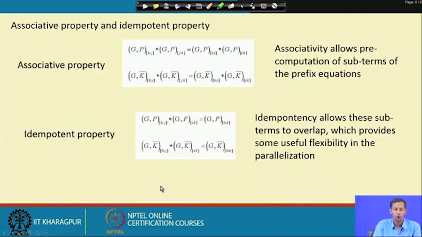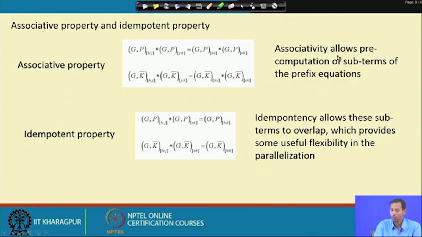Whenever we compute these parallel prefix arrays, they have to follow two properties. There are basically two properties related to parallel prefix arrays: one is the associativity property and the other is the idempotent property.